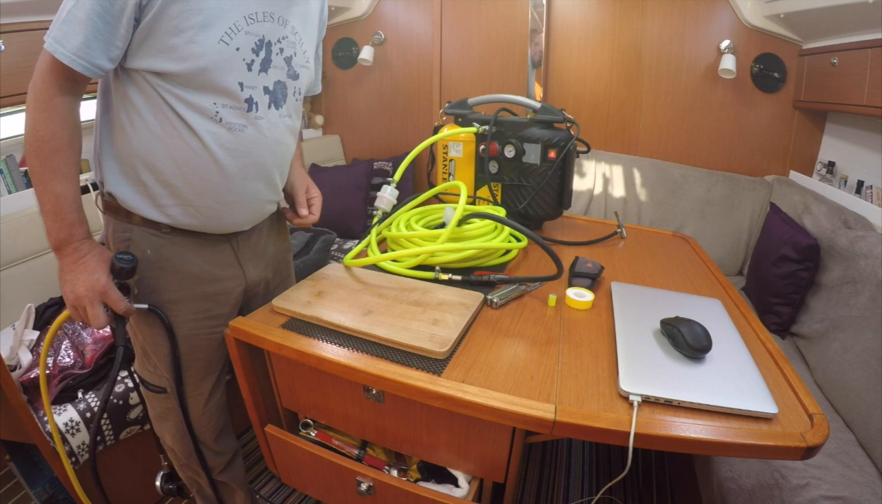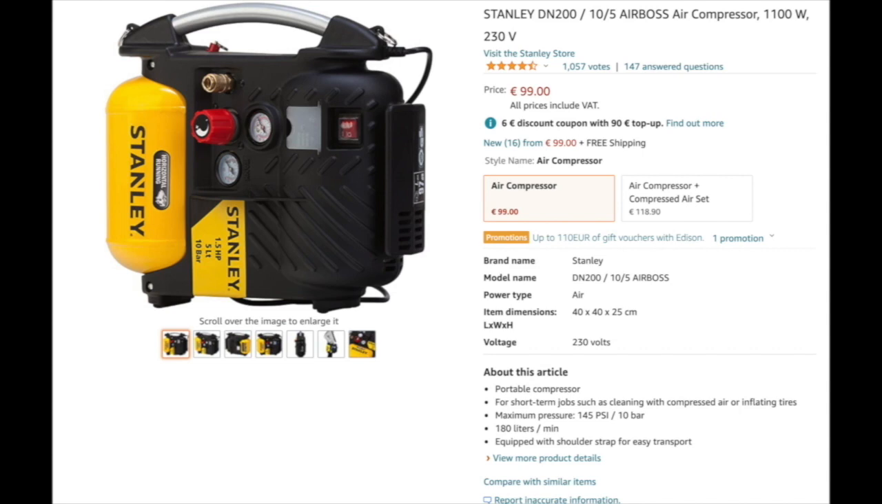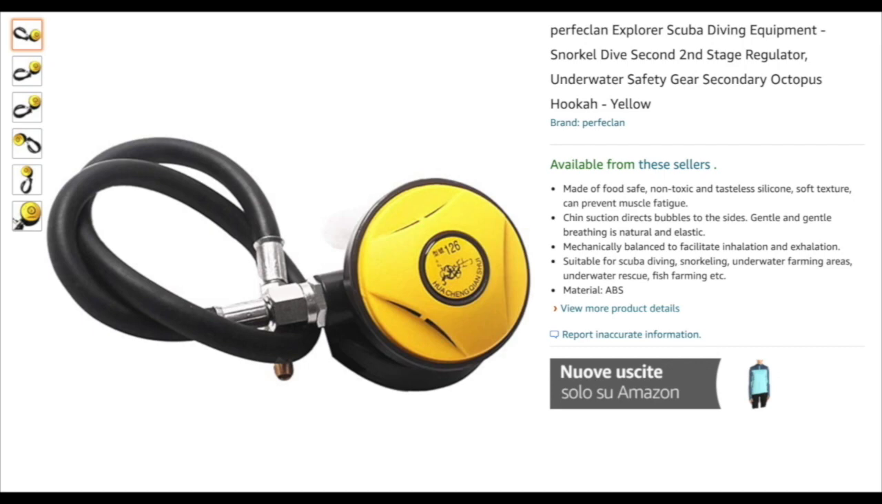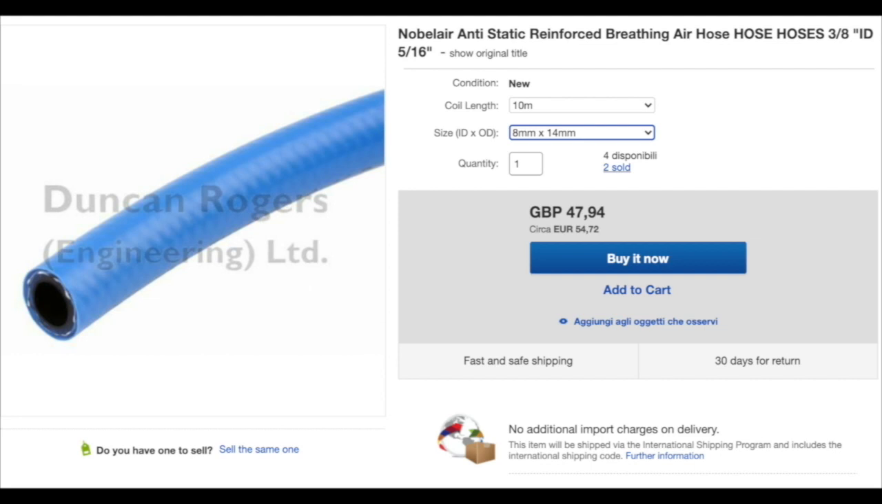So our oilless compressor we bought from Amazon IT, and that was €99. Remember, it must be an oilless compressor. Our demand valve, again, was €22 from Amazon, and it came with the MPT adapter to hose tail already fitted. Our breathing air hose was quite expensive. We didn't pay as much as this, but it was €25, and we had to fish around to find it, in the end ordering it from the UK.